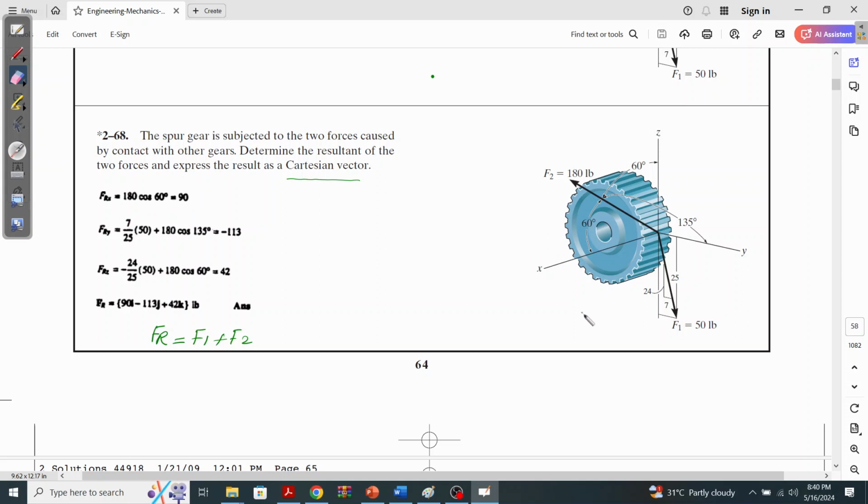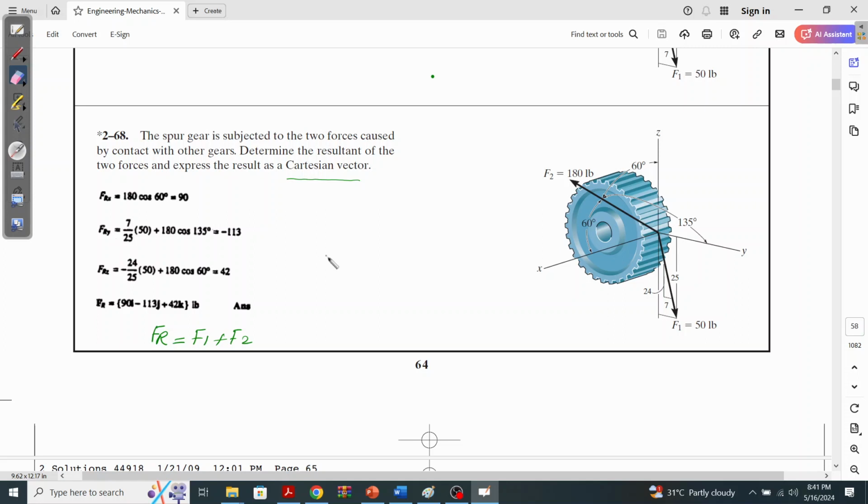Now let us calculate all the resultant forces added up on this bevel gear along the y-axis. One of the components of the resultant force about the y-axis comes from this 50-pound force. Its component parallel to the y-axis is 7 upon 25, and its magnitude is 50. So this is one of the components for Fry.